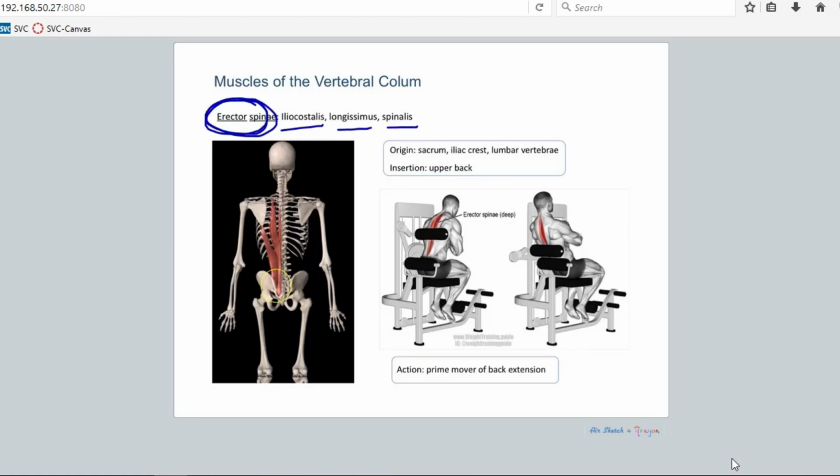The origin for all of these is down here: the sacrum, the iliac crest, the lumbar vertebrae. So all the origins are down in this region. And the insertion points are here on the upper back. So what happens when these contract? Well, the insertion moves towards the origin, and that causes back extension.